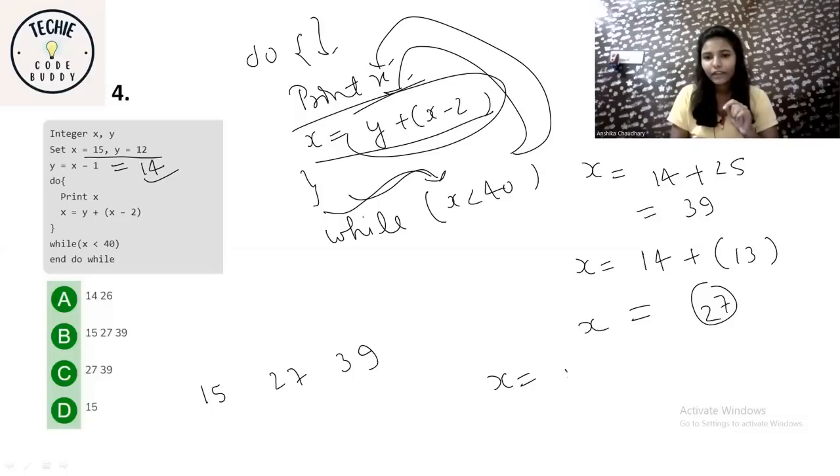So x is y plus x minus 2. What is the value of y? 14 plus x minus 2. The x value is 39 this time, minus 2 is 37, and it will be 51.